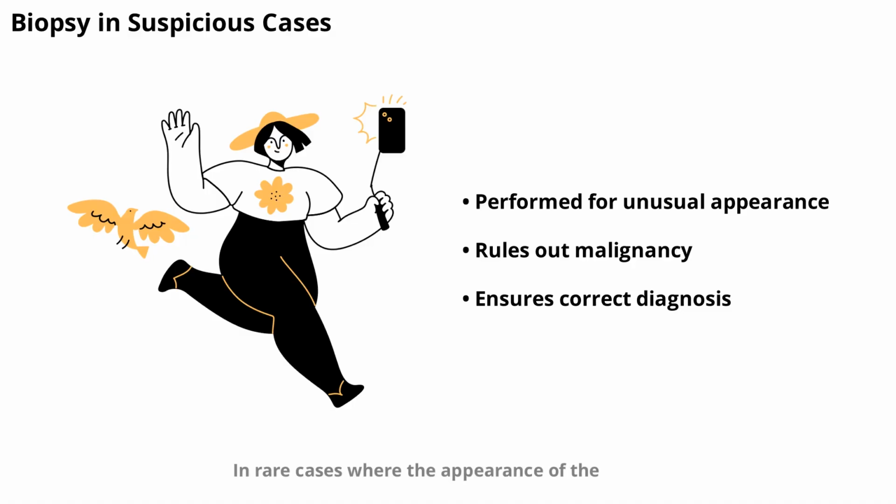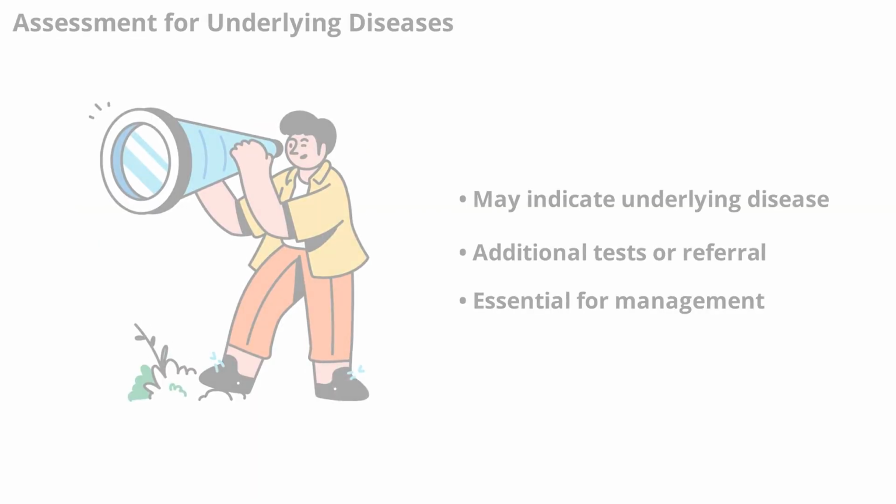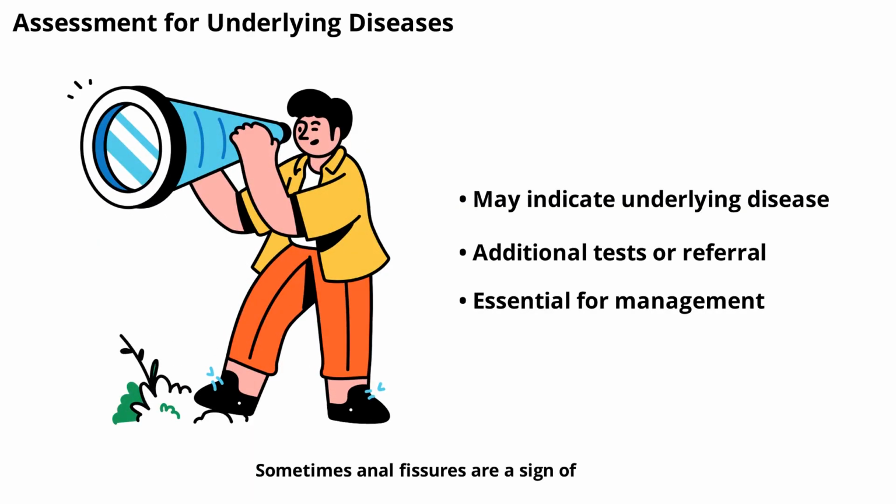In rare cases where the appearance of the fissure is unusual or there is suspicion of malignancy, a biopsy may be performed. This involves taking a small tissue sample from the affected area for laboratory analysis. Biopsy helps to rule out cancer or other serious diseases, ensuring that the correct diagnosis is made and appropriate treatment is provided. Sometimes, anal fissures are a sign of underlying diseases, such as Crohn's disease, tuberculosis, or sexually transmitted infections.